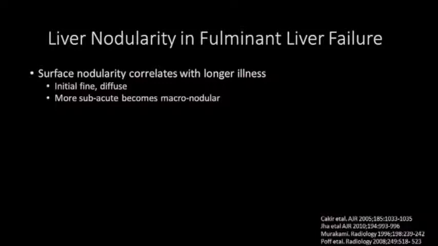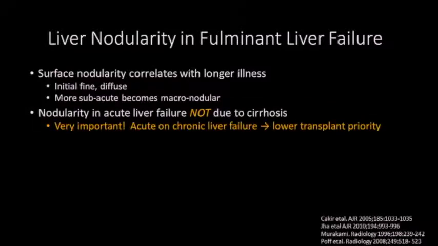The liver nodularity in fulminant liver failure correlates with the length of the illness. The longer the patient is sick, so as you get into the late acute phase and the subacute phase, the liver nodularity becomes greater and greater. Initially, it may be fine and diffuse, and then it becomes very macronodular. The key thing here is that this nodularity is not due to cirrhosis, and this is crucial.